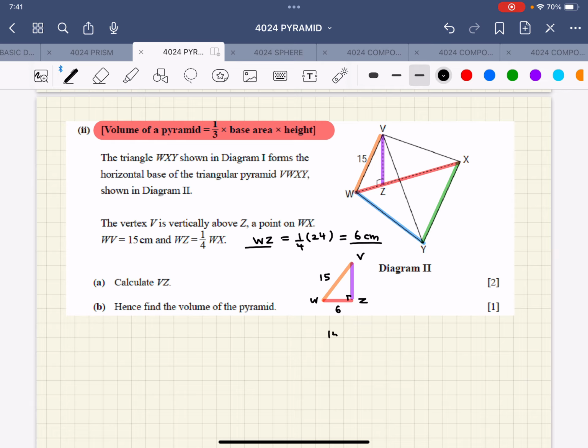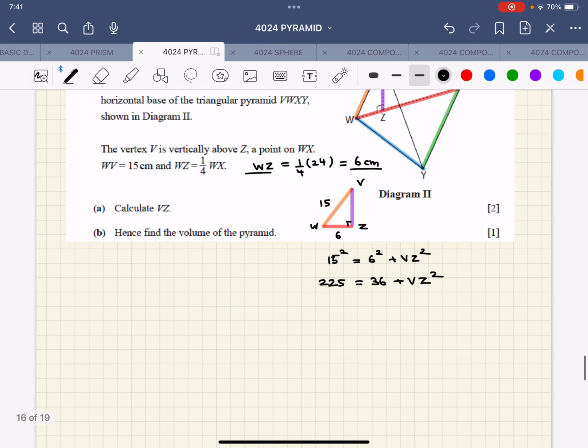So therefore 15 square is equal to 6 square plus VZ square. This is 225. This is 36. This is VZ square. So therefore 225 minus 36, I'm getting 189. I'm taking the square root and it's coming out to be 3 root 21. So VZ square is 189. Therefore VZ is square root of 189.